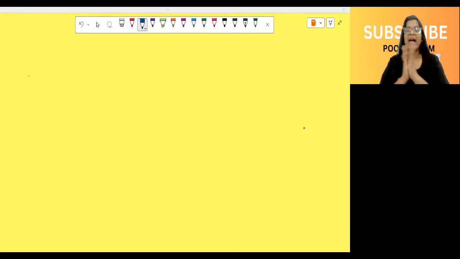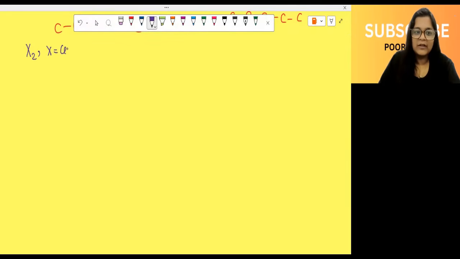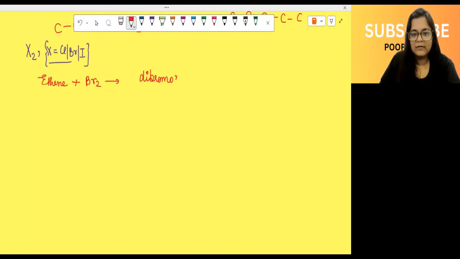And today, we'll start with the addition of X2, where X is basically a halogen, could be chlorine, bromine, iodine, right? Now let's take an example where you are converting ethene plus bromine to dibromoethane, right? So let's make the structure.